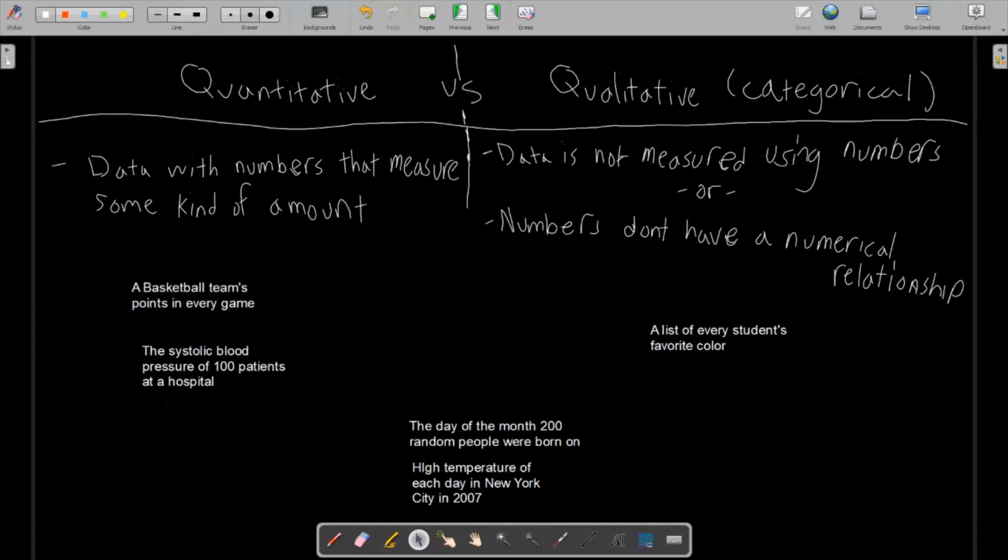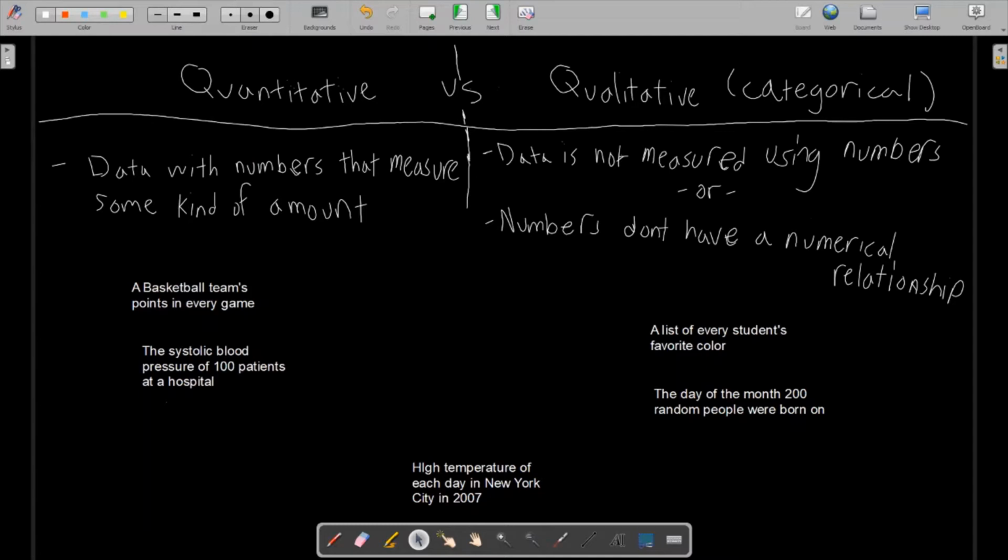Next, we have the day of the month that 200 random people were born on. So these numbers would range from 1 to 31. But when we collect the data, we wouldn't go and say, 17 is somehow bigger than 2, although it is. That doesn't really mean anything in the context of whatever we're looking at. We're just looking at the day of the month that people were born on. So that would not be quantitative, although we will have numbers as data. That will be categorical data.